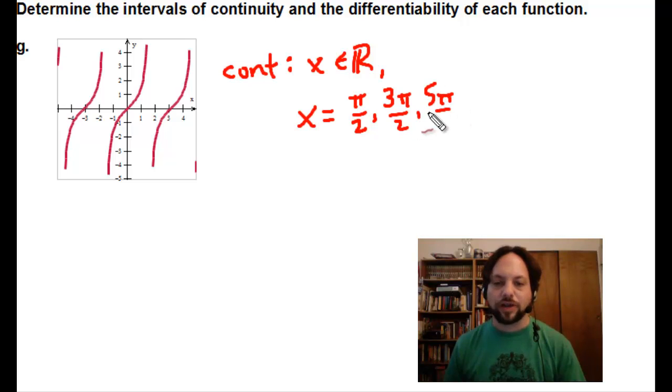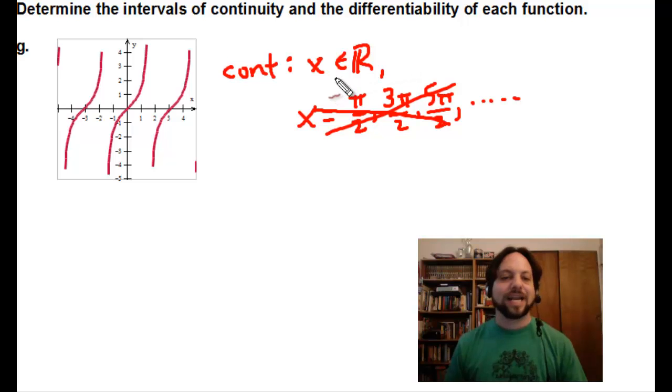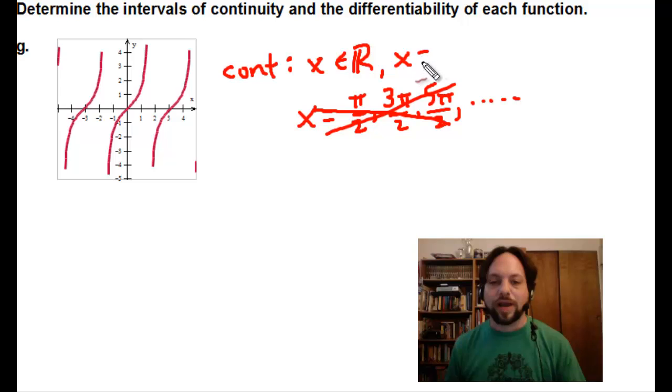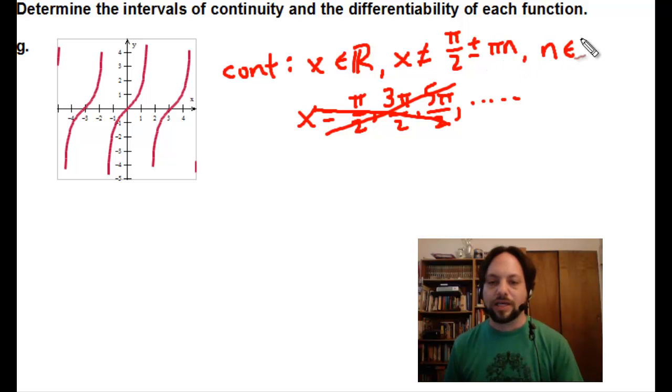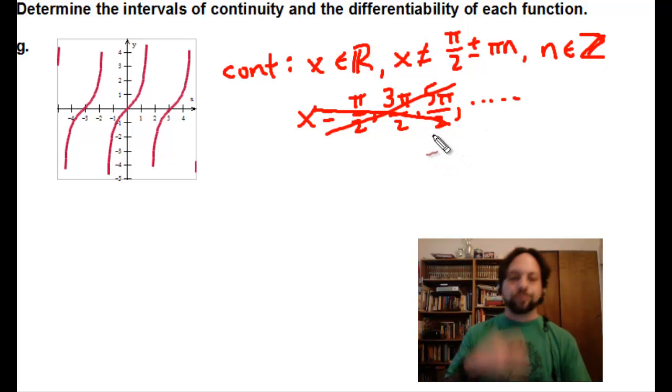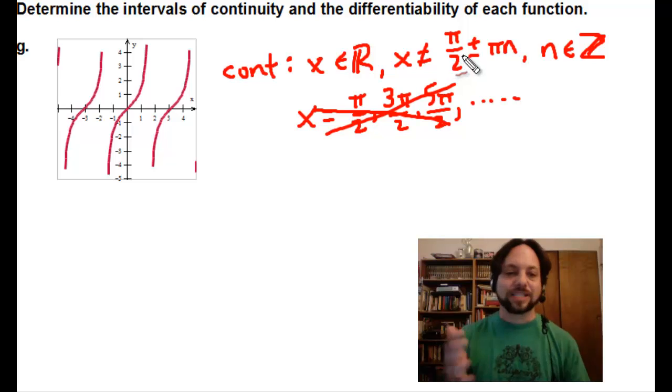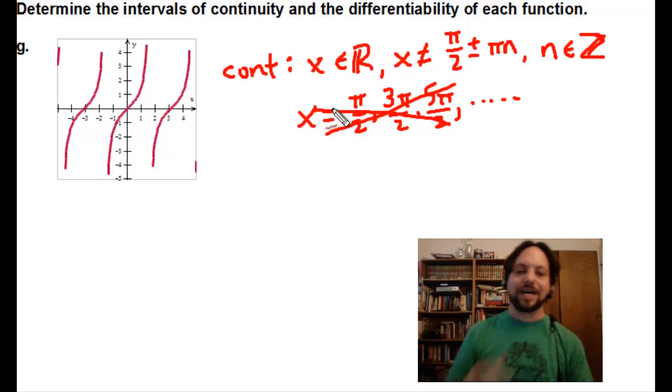How many of these are there? How many asymptotes are there? Way too many to list. So perhaps what we should say, rather than this, is that this function is continuous for all x's except where x equals pi over 2 plus or minus pi n. And of course, this is where n is a member of the set of integers. So, there we go. That defines our asymptotes, which helps to define our continuity.